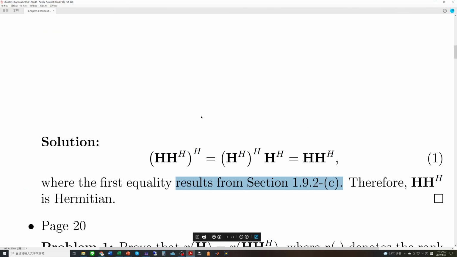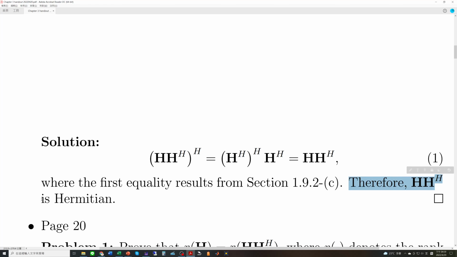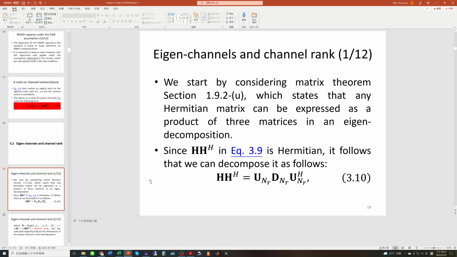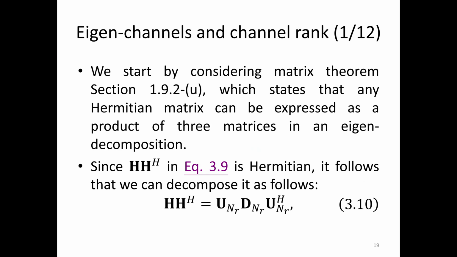Okay, let us go back to the handout. So this equality results from the section 1.9.2c. Therefore, H times H Hermitian is Hermitian. Okay, you can see that its solution is just the same as the solution of homework 1. Okay, let us go back to the slides. It follows that we can decompose it as follows.